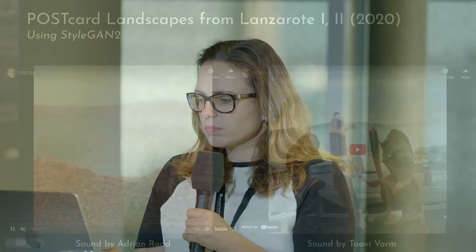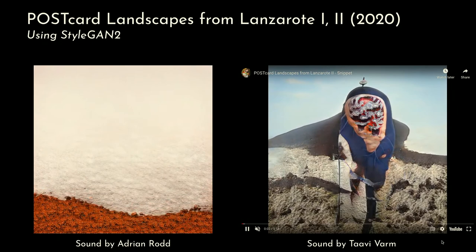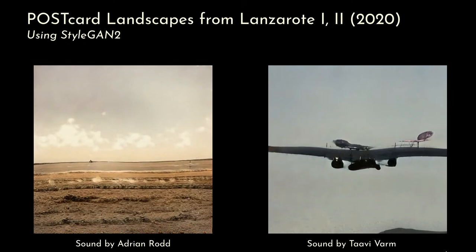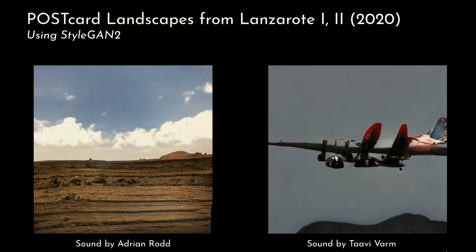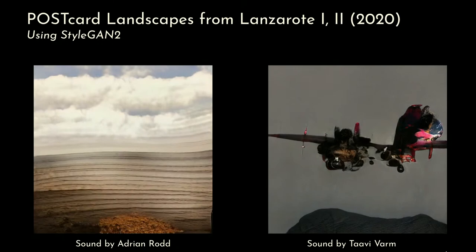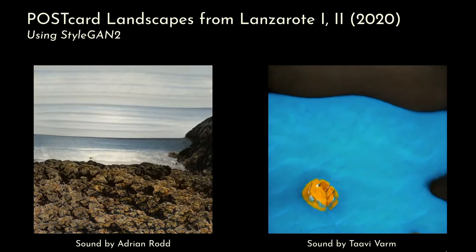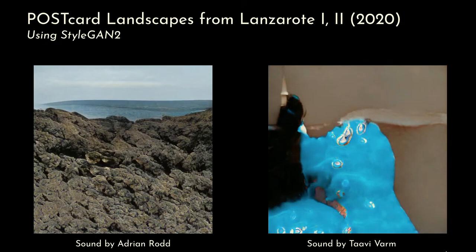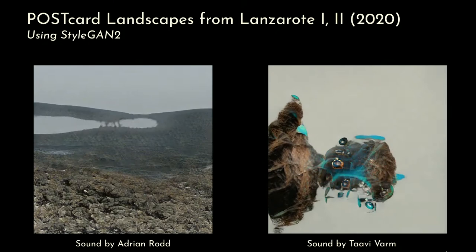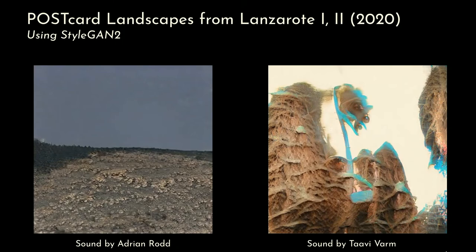So the other project, when we of course came to StyleGAN2, from a visual aesthetic point of view changed quite a lot of things, and we could achieve smoother videos, because I think just AI generated images are artistically quite limiting for us at least. And with Postcard Landscape from Lanzarote 1 and 2, we were tackling critical tourism and looking at how digital and synthetic imagery were in conflict with the real landscape and geography.